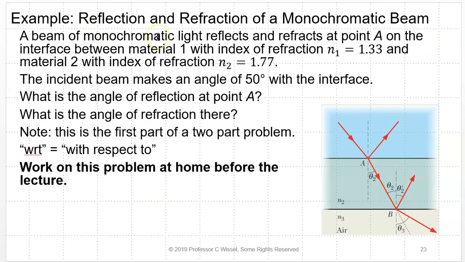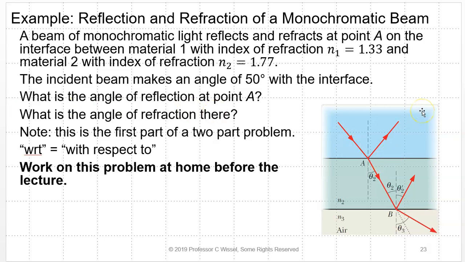Now we have an example: reflection, with an L, and refraction, with an R, of a monochromatic beam. Mono means one color. A beam of monochromatic light reflects and refracts at point A on the interface between material 1, with index of refraction n1 of 1.33, and material 2, with index of refraction 1.77. This is a multi-part question, and this is just the first part. The incident beam makes an angle of 50 degrees with the interface. Be very careful with that. When they say with the interface, that's not relative to the normal. It's 40 degrees relative to the normal. What is the angle of reflection at point A?